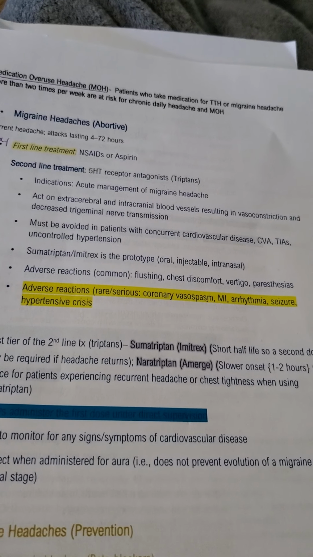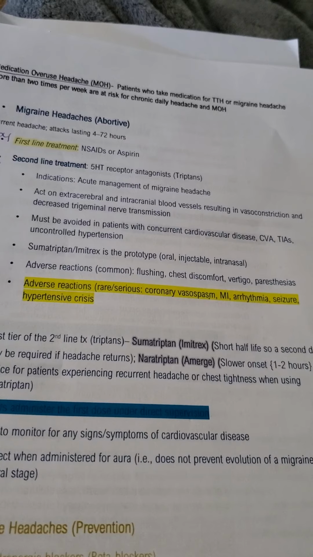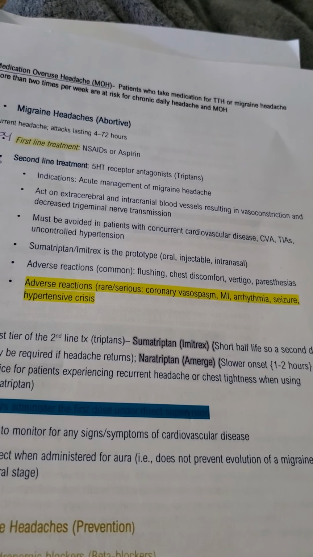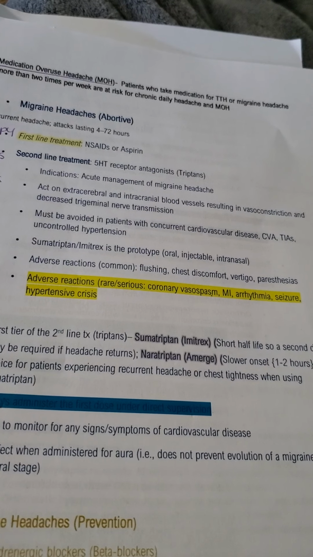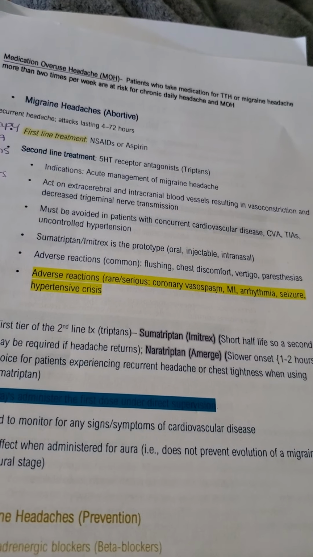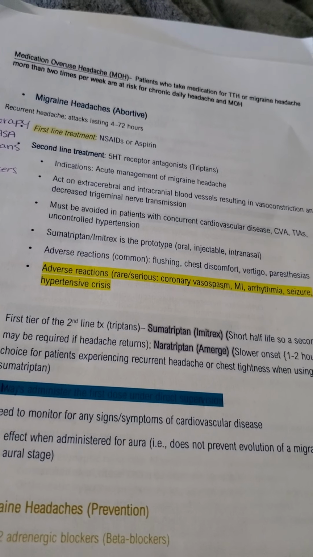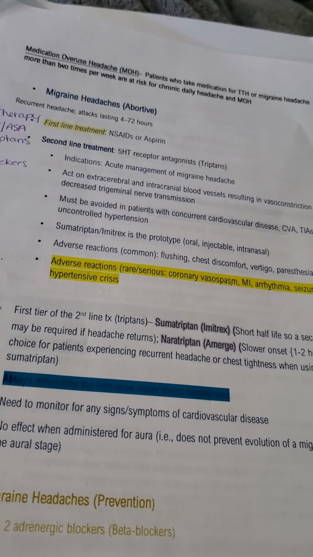Adverse reactions are common. The common ones are flushing, chest discomfort, vertigo, and paresthesia. Adverse reactions that are rare but serious: coronary vasospasms, MI, arrhythmias, seizure, hypertensive crisis. So first tier of the second line treatment for triptans.